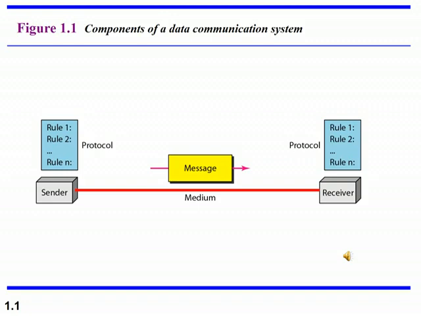The protocol also includes rules: rule 1, rule 2, up to rule n. Both the sender and the receiver follow certain rules to code the data, to send the data, to receive the data, and to interpret the data. So a telecom data communication system includes the sender, receiver, medium, protocol, and the transmitted message. These are the components of the data communication system.